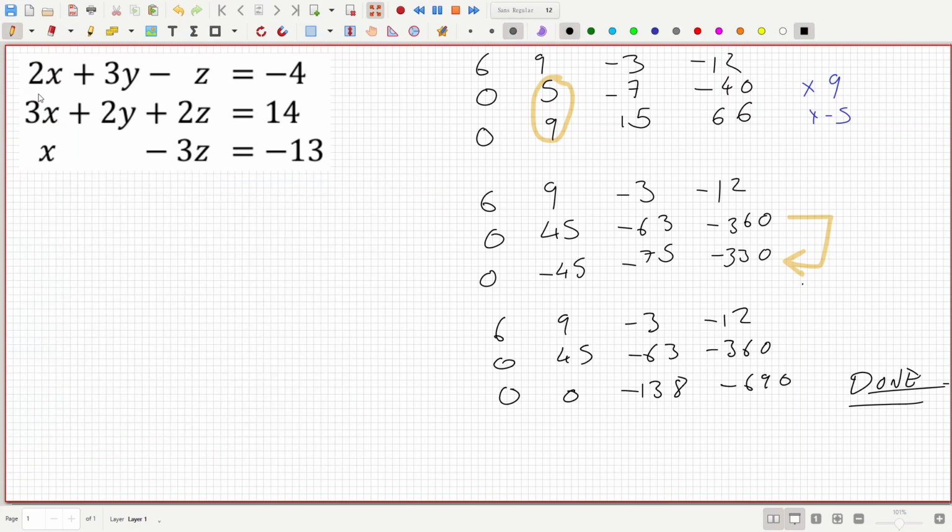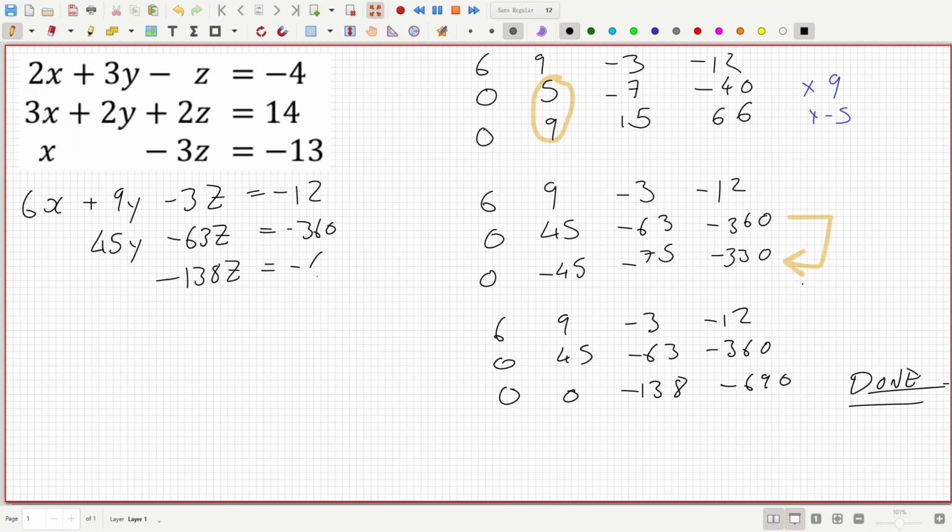You've now made the equations this. 6x + 9y - 3z = -12. But then the second equation is 45y - 63z = -360. And then the last equation is -138z = -690. Oh, isn't that great? We can easily solve for z. We get z is 5.